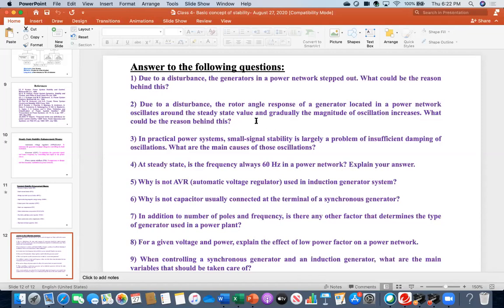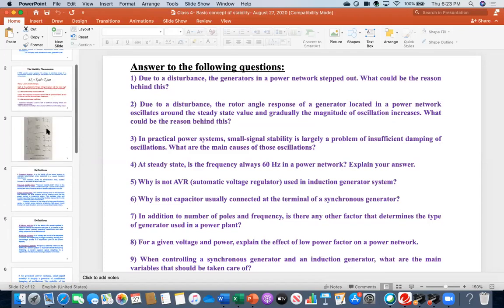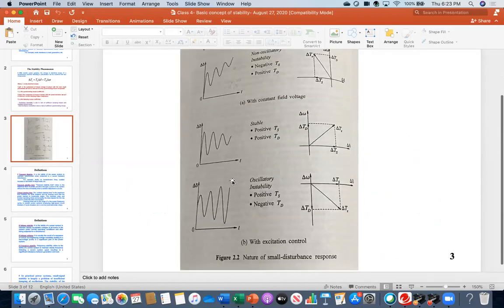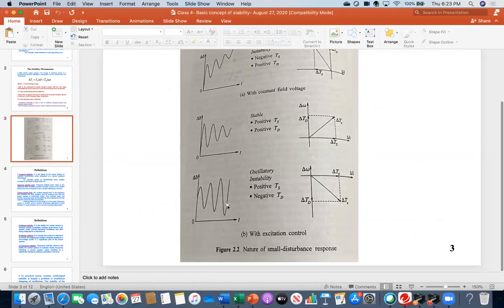So you see, read once again: the rotor angle response of a generator located in a power network oscillates around the steady state. This means around the x-axis it is oscillating, and then gradually the magnitude of oscillation increases. So what could be the reason behind this? Therefore, see this figure, the bottommost one. Amani and everybody, look at the bottommost one. You see, it started oscillating and then gradually increasing. So this means what I have written: oscillatory instability.